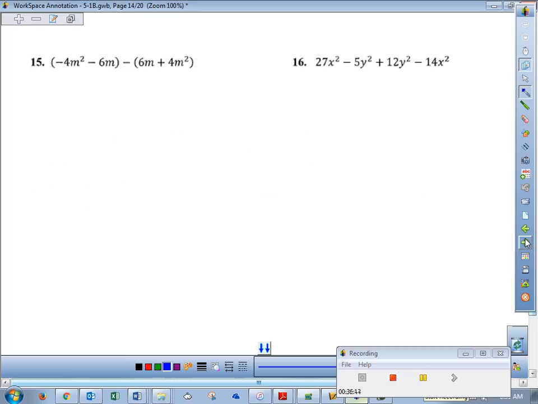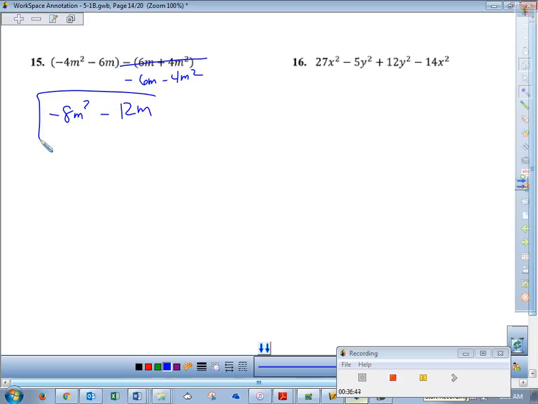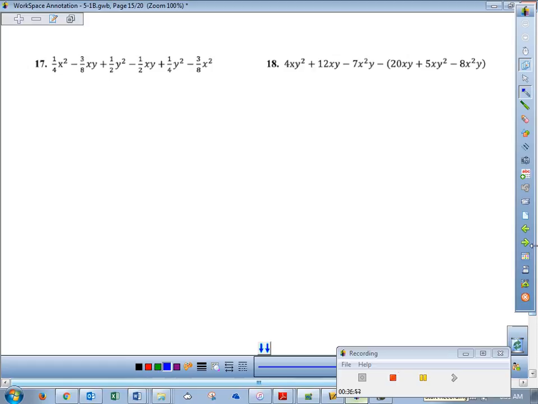Next one. Do you need to change all the signs in the second quantity? Do it. Only m's are involved. Put them in standard form. Only m. So that would be negative 8m squared minus 12m. Cool? Do you understand what we're doing when we are combining like terms? You all right with that? Let us move to the, oh wait, one more, 17.